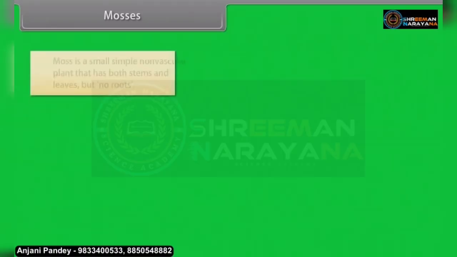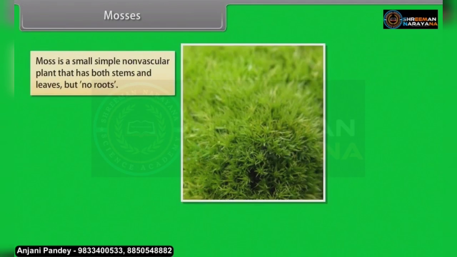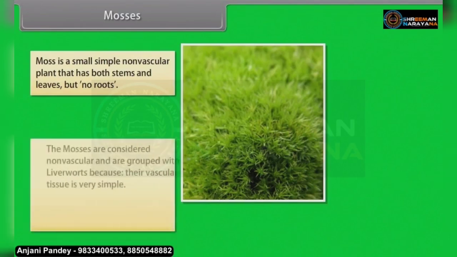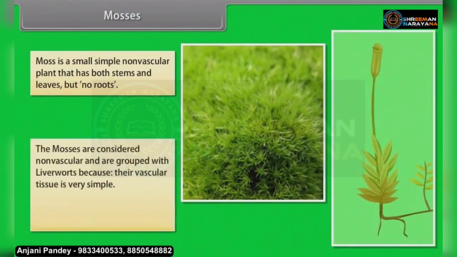Mosses. Moss is a small, simple, non-vascular plant that has both stems and leaves but no roots. The mosses are considered non-vascular and are grouped with liverworts because their vascular tissue is very simple. Both of them have similar life cycle.